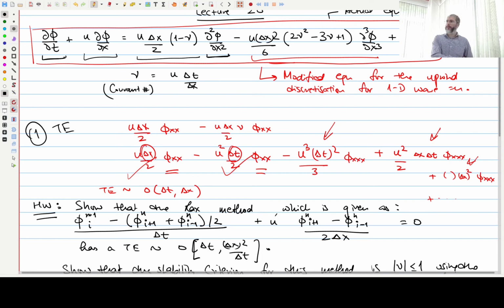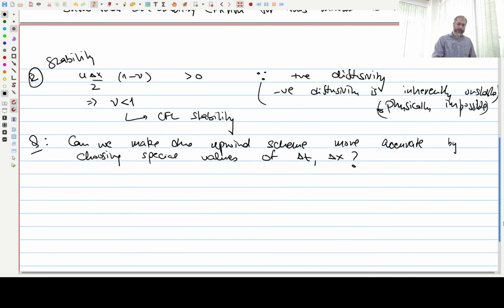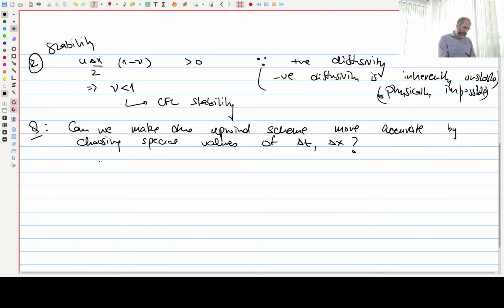What about the second term? That is also 0. And you will see that all the terms on the right hand side will become 0 for nu equal to 1. That special choice of delta t and delta x gives me nu equal to 1. So if I choose nu equal to 1, I will end up solving the exact equation, which is the equation I wanted to solve, by using this upwind scheme.